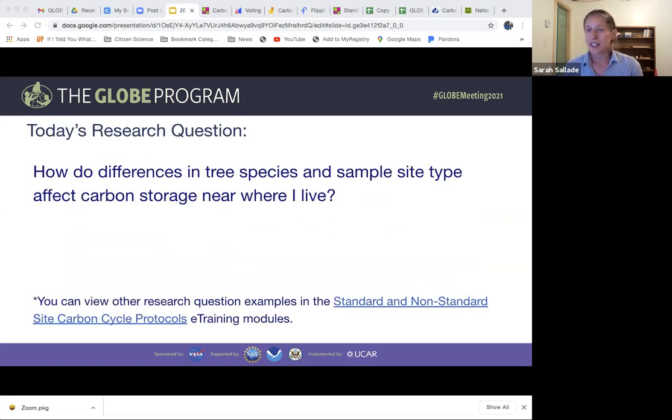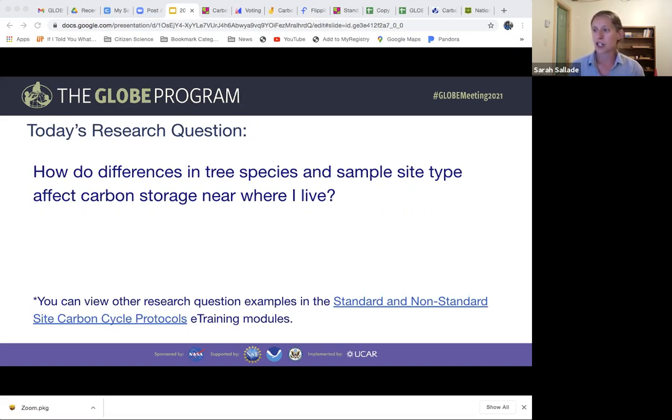As all good teachers do, we're going to start our workshop today with a research question and focus our energies on answering the research question by using the Globe materials and experimenting with some of the different activities and protocols that sometimes cause confusion.